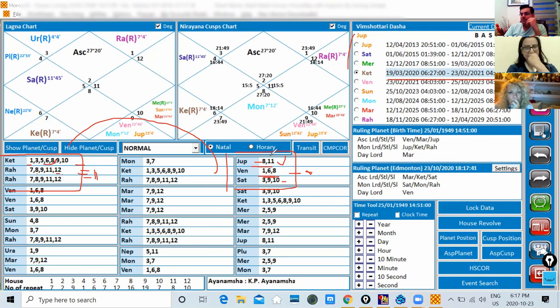Now, the question changes. How about marriage? If this person talks about, you know, my relationship, will I get married if I'm single? What will you say? No. 1, 6, 10. And when will I get married? You see, Jupiter and Ketu are saying no. Venus, saying yes or no to marriage?